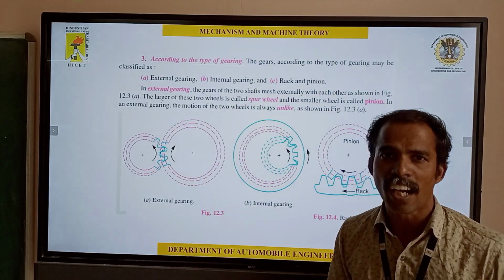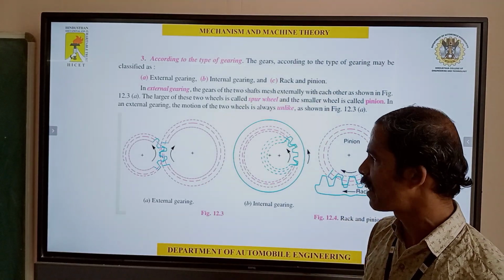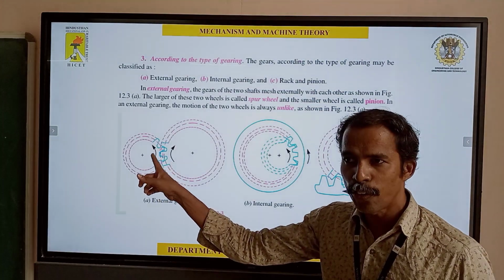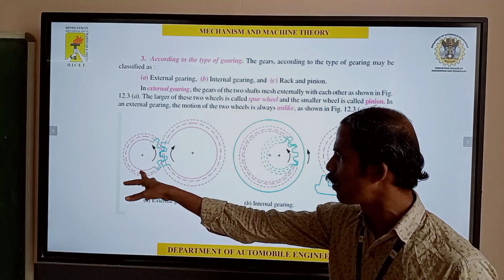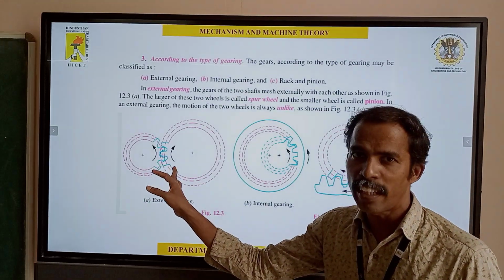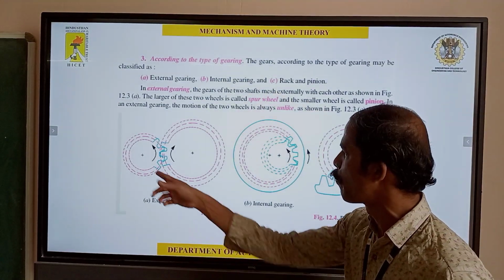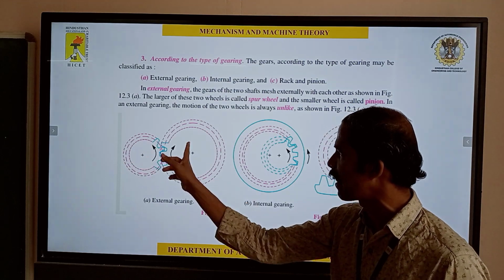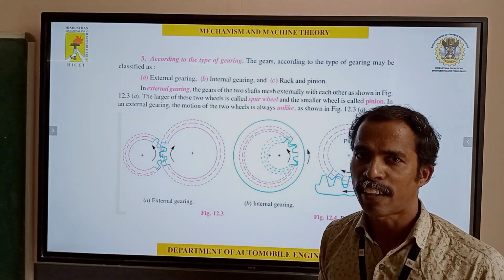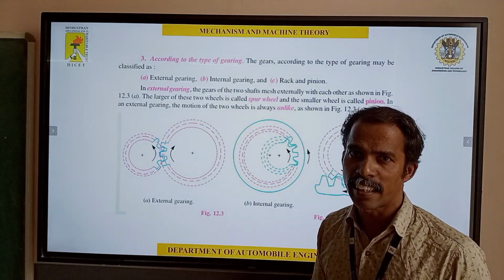The gears are classified into three main types depending upon the type of contact between the teeth of the matching gears. The first one is called external gear. External gear is used to transmit power. The first one is driving and the other is driven. The rotation is opposite to the driving one. If this rotation is anti-clockwise, this rotation will be clockwise. This is called external gearing.